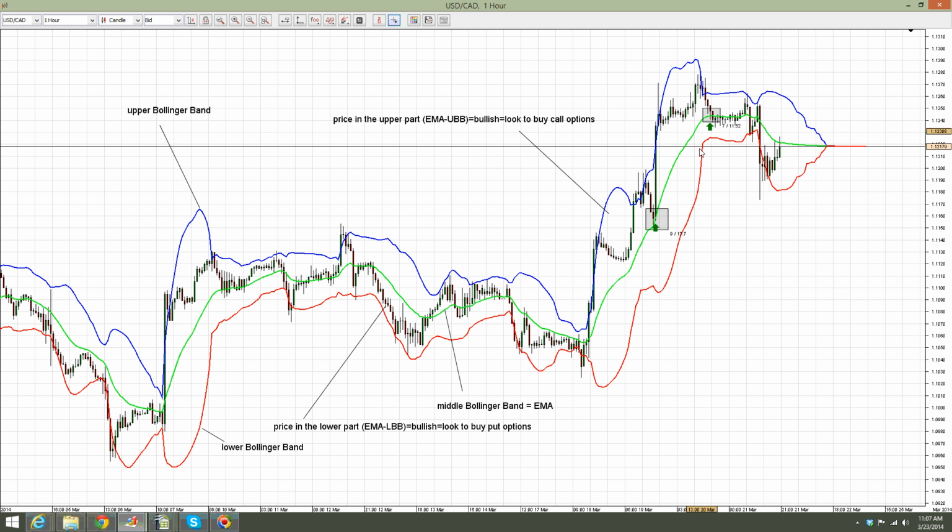Here it is still bigger, as you can see, so you go and buy call options. But here, I'm not buying the call options anymore because the distance between the upper Bollinger Band and the lower Bollinger Band is quite small.